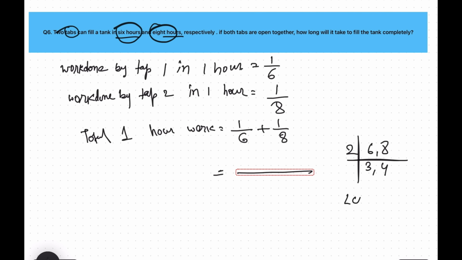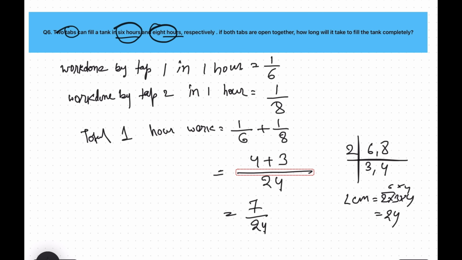So we can write 2 times 3 times 4. 2 times 3 is 6, times 4, that is 24. We take that as the LCM. So we can write 24 here, and 4 plus 3, so we can write 7 divided by 24.